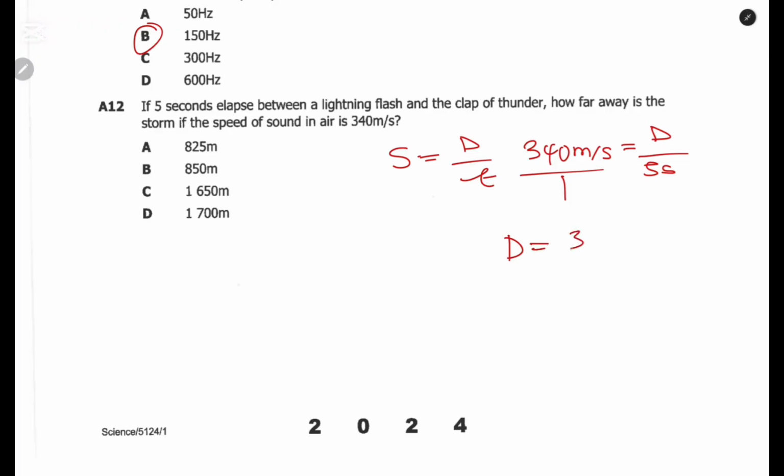D therefore is equal to 340 meters per second multiplied by 5 seconds. Second and second cancel. If you multiply 340 by 5, you should get 1,700, in this case meters. So that is how you work this one out.